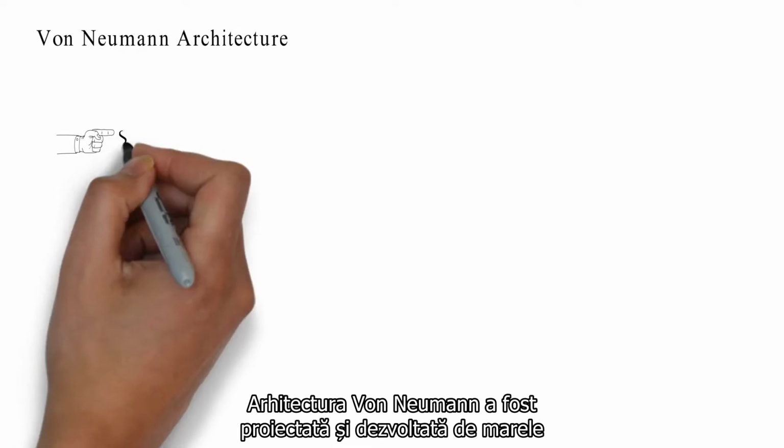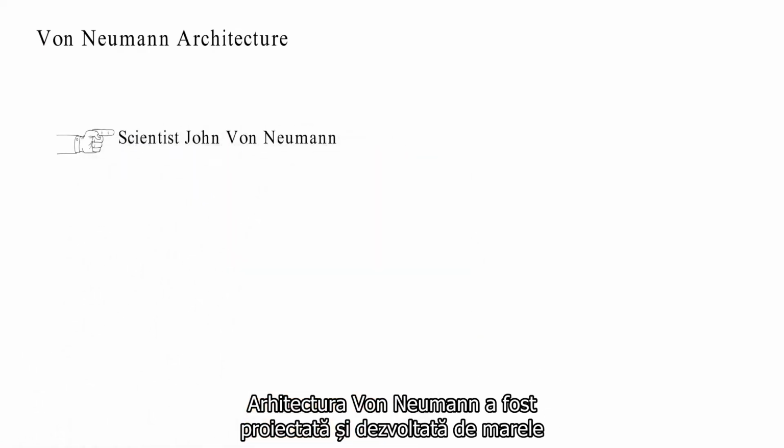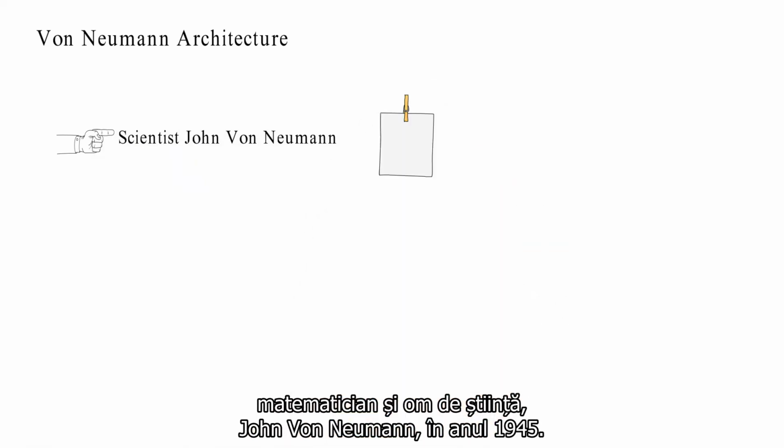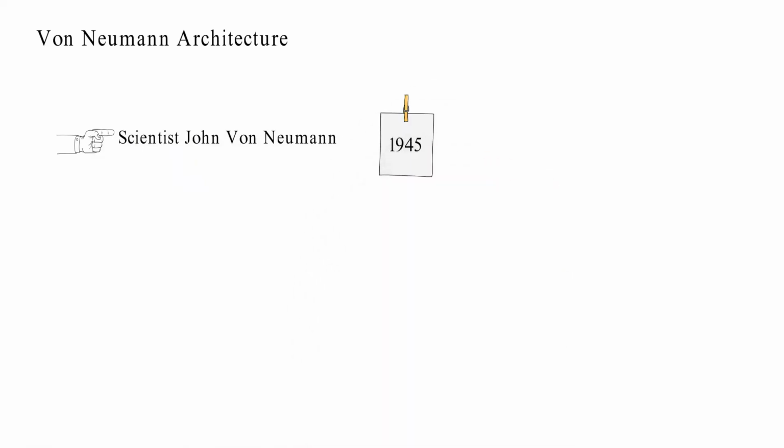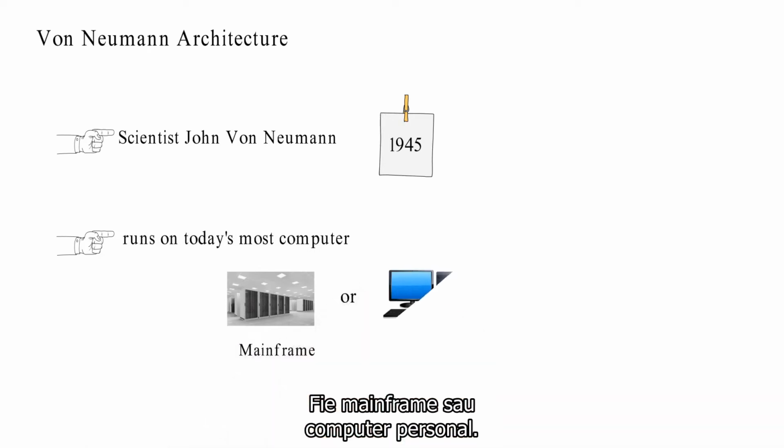Von Neumann architecture was designed and developed by the great mathematician and scientist John von Neumann in the year 1945. Most of the computers in today's world run on the von Neumann architecture, whether mainframe or personal computer.